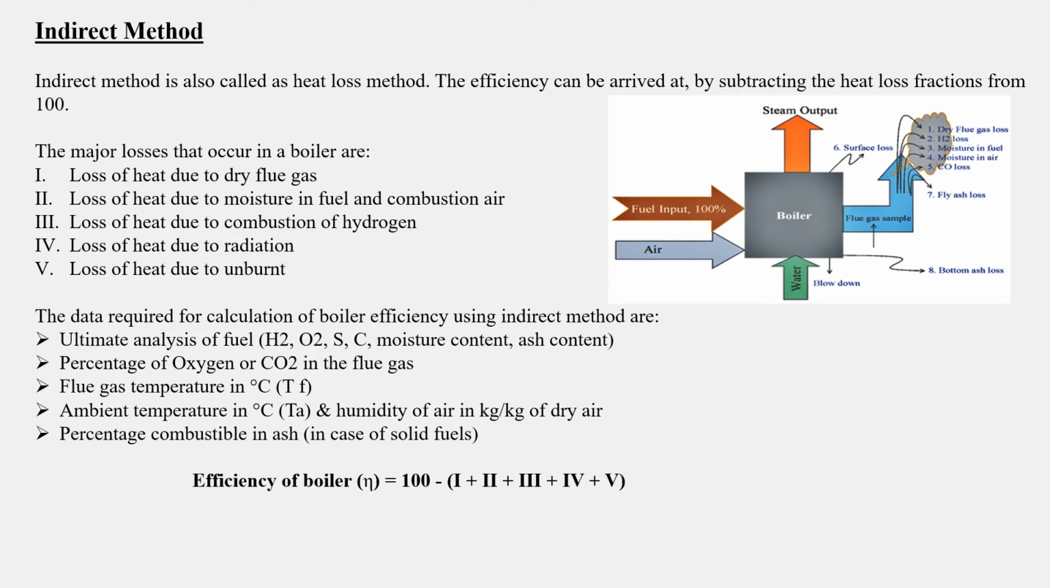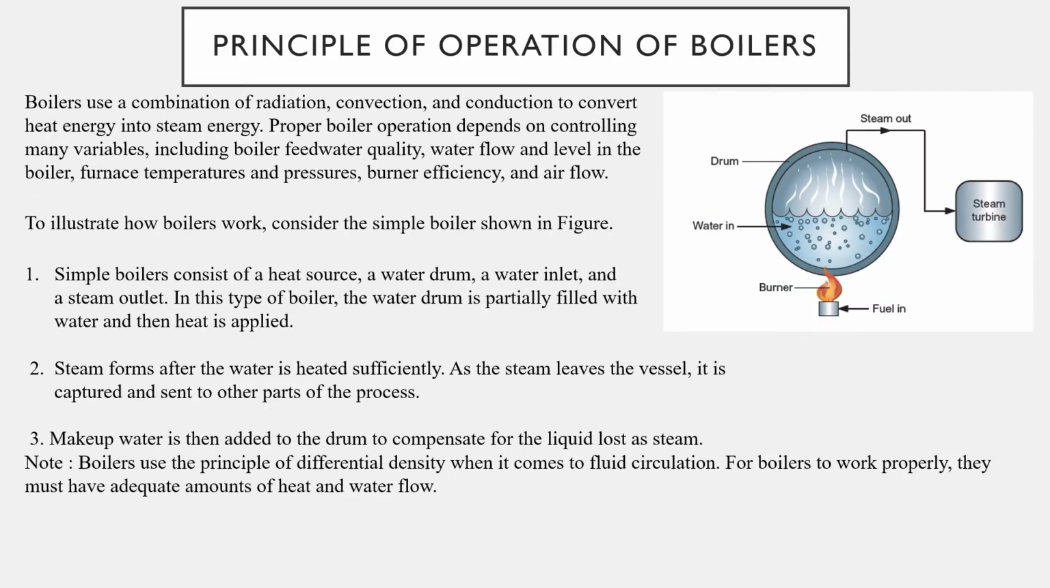These heat losses account for the incomplete combustion of fuel. This may account for the convective and radiative heat losses, loss of heat due to moisture in fuel and combustion air, and loss of heat due to combustion of hydrogen. These are the losses which we account for in the indirect method, and then we subtract it from 100. Basically we calculate the percentage losses and then subtract this from the 100% fuel input, which gives us the efficiency of the boiler, and this is known as the indirect method of boiler efficiency.